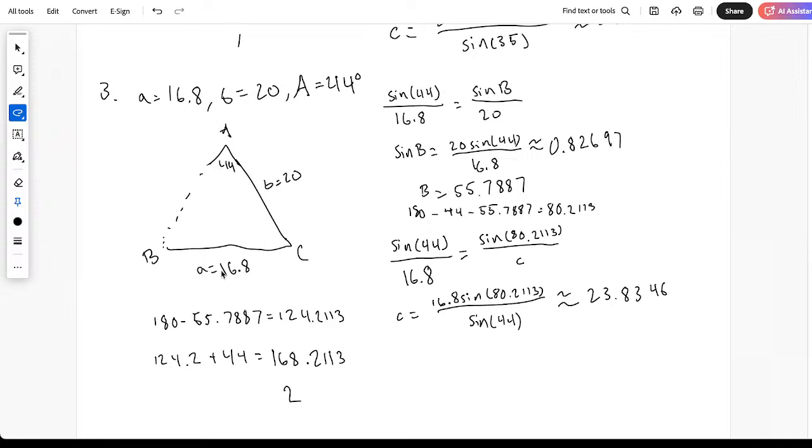And then the last one's a hole. I don't even want to look at that one.